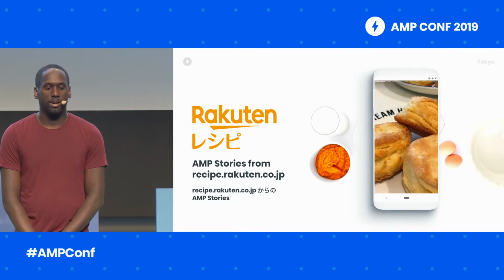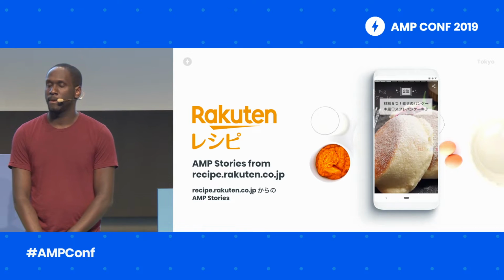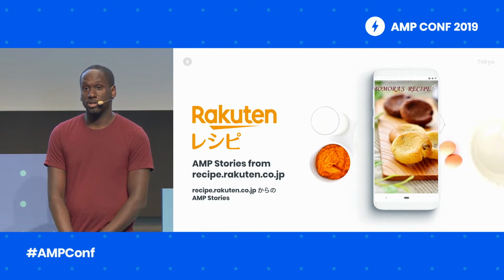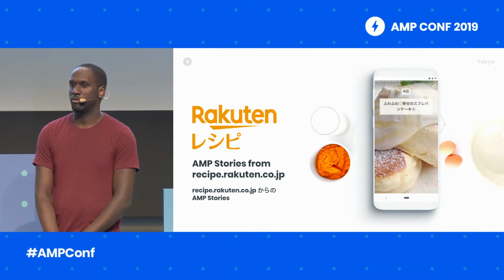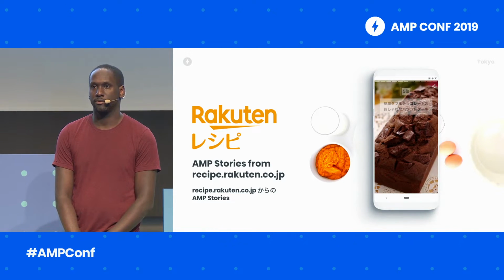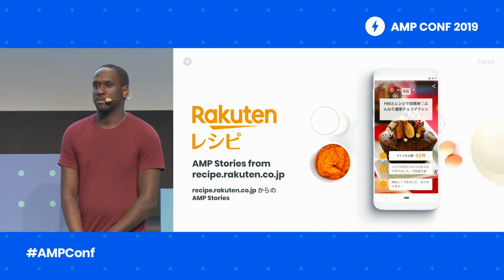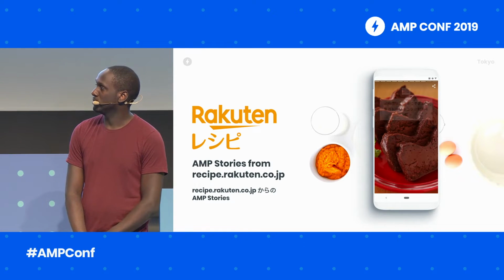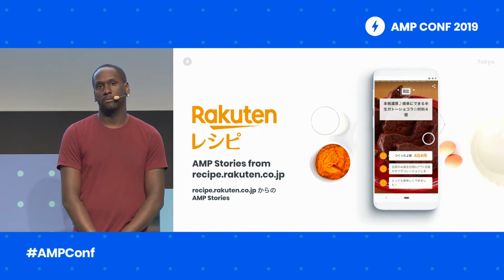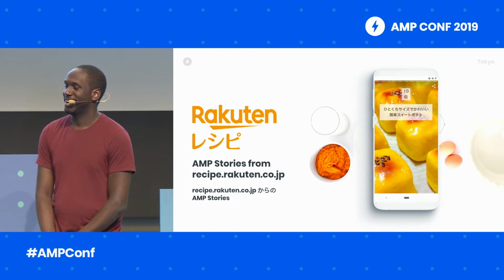As an example, Rakuten is a major internet company based right here in Tokyo, actually. They run one of the largest recipe sites in Japan, Rakuten Recipe, which has over 1.5 million recipes for you to enjoy for free. Rakuten Recipe is experimenting with publishing AMP stories, and you see one here, which is, I believe, the top 10 most popular sweets, which they all look pretty good, I think.